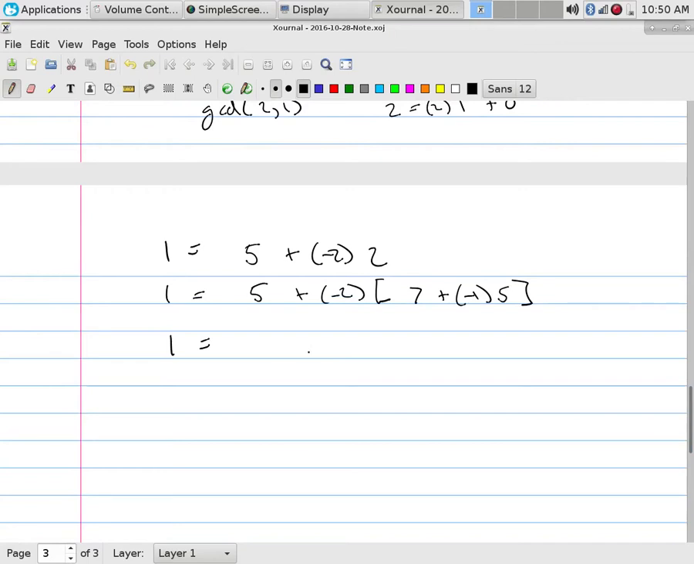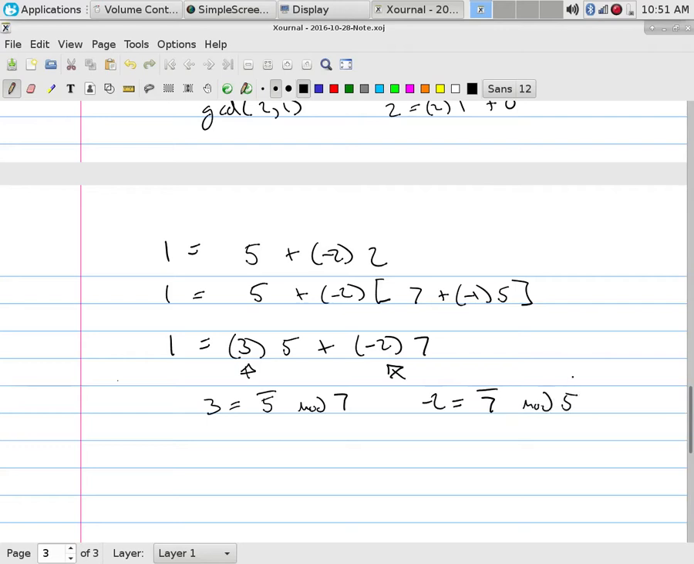I have 1 is equal to, how many 5's do you see? I see a 5 here, and I see how many 5's there? 2. So how many total 5's? 3. So I have 3 5's, and then how many 7's? Negative 2 7's. So the number in front of the 5 is 5's inverse. So 3 is 5's inverse under mod 7. What's the number in front of the 7, even though we're not going to use it? Negative 2 is 7's inverse mod 5.